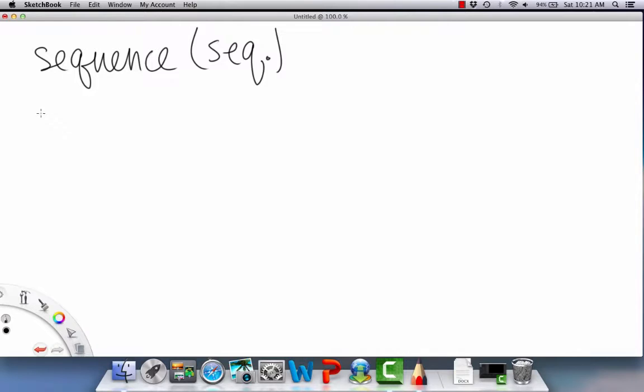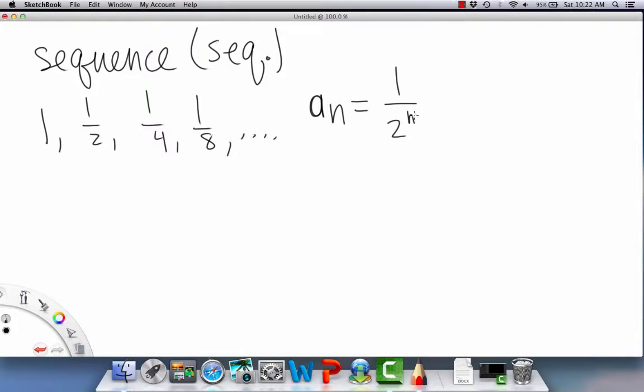An example of a sequence, a pretty common one, is 1, 1/2, 1/4, 1/8, and so on. And what is called the general term for this, kind of like a general formula for each term, is 1 over 2 to the n power, where n is greater than or equal to 0.